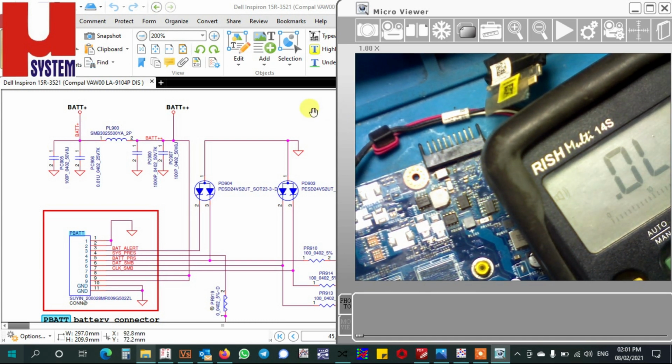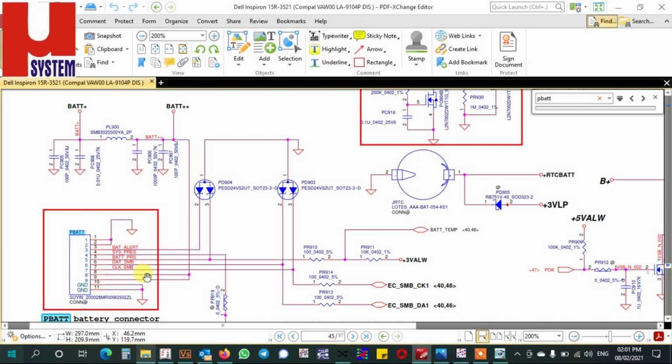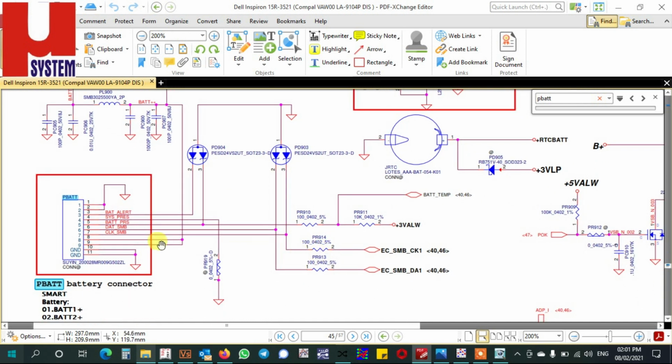So now we are going to check this. We are getting shorting over here. So we can see this is 5 and 6. 5 number is ALW, which is showing written over here is battery temperature. Another is EC SM bus clock, and this is EC SM bus data, which are basically connected to IO controller. And this is the part which shows the battery temperature.